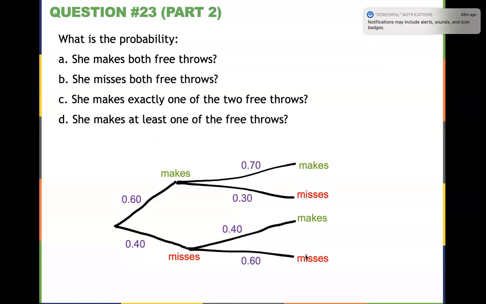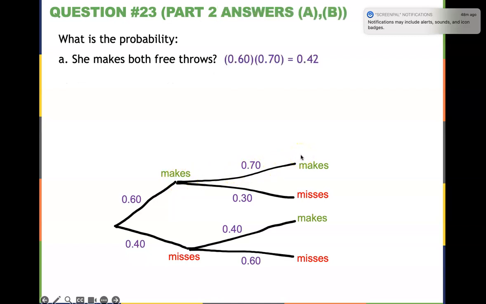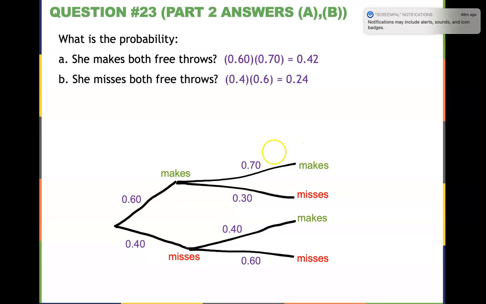Okay, what is the probability she makes both free throws? Makes is going to be 0.6 times 0.7, right? Next situation, what is the probability she misses both? Miss is going to be 0.4 times 0.6. You just follow the branches and multiply these events together.